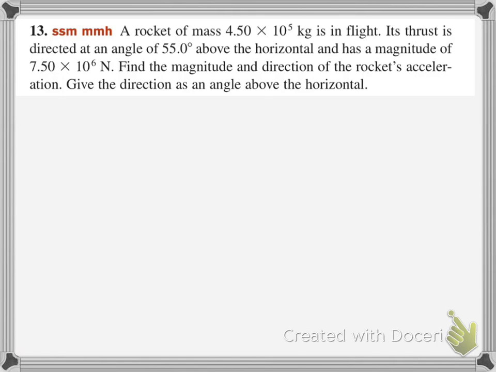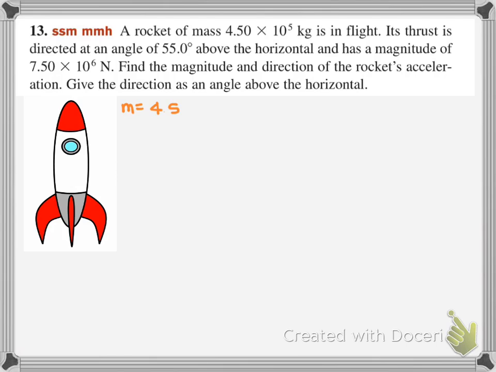Now, to determine the acceleration, you need to use Newton's second law of motion, which says that net force is equal to mass times acceleration. However, you also need to consider that two forces act on the rocket, the thrust and the rocket's weight, which is equal to mass times gravity. So let's start the problem.